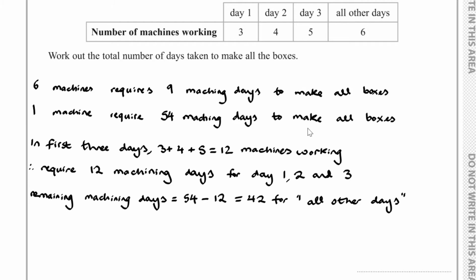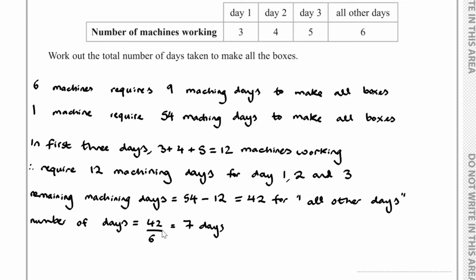And now we've got 6 machines working for all those other days, so therefore the number of days we require, that's going to equal 42 machining days divided by the 6 machines working, which tells us we require 7 days.